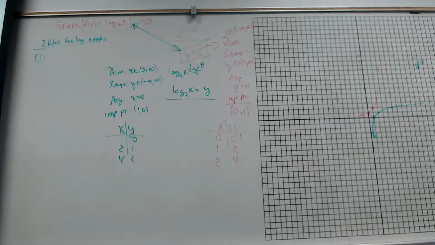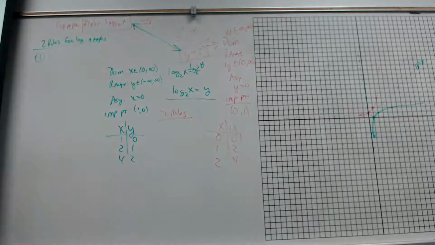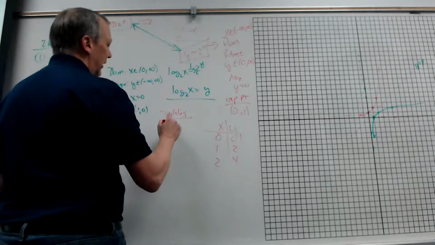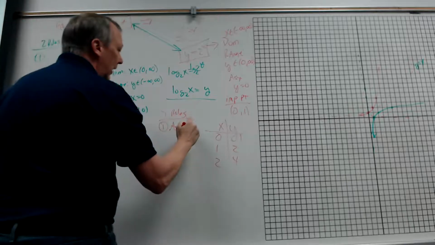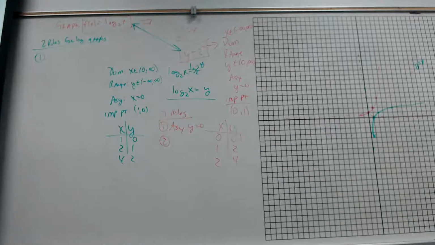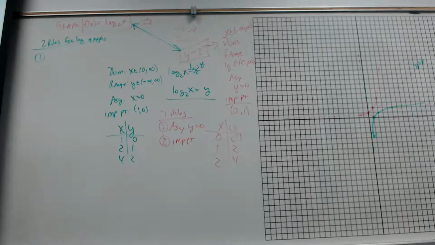Okay, so now the two rules for log graphs are easy. Do you remember the two rules for the exponential graphs? You don't remember? We can just do the quiz today. What are the things that I wanted on there? The asymptote. Okay, so that's one of the rules. Asymptote is where on the exponential function? On y equals 0. Rule number 2, the important point. I would have made that rule number 1, but it's okay. Important point is where? At 0, 1.